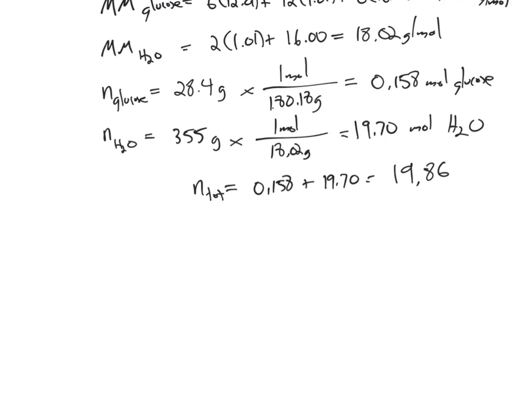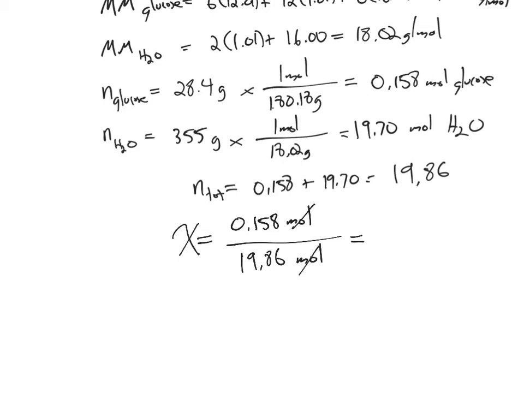Let's get a little more room here. So then the mole fraction of glucose is then the moles of glucose divided by the total moles. And as you see, the moles cancel in these mole fraction calculations, so mole fraction doesn't have any units. It's unitless. So I do 0.158 divided by 19.86, and my mole fraction is 7.96 times 10 to the minus 3. So that is the mole fraction of glucose.